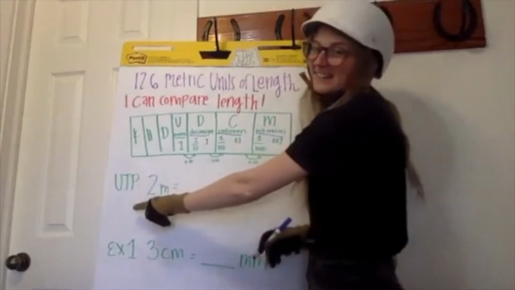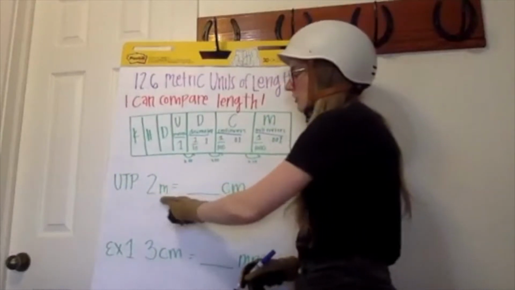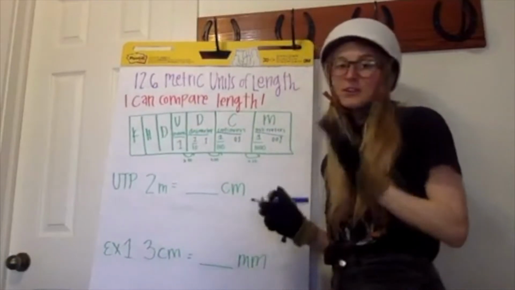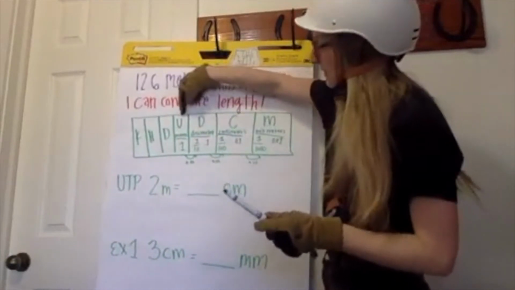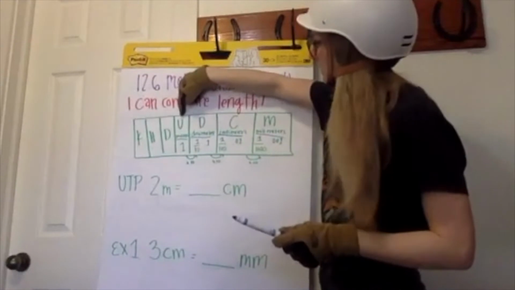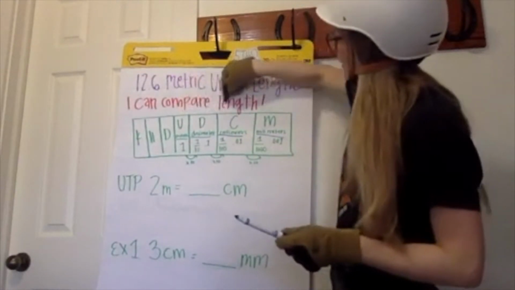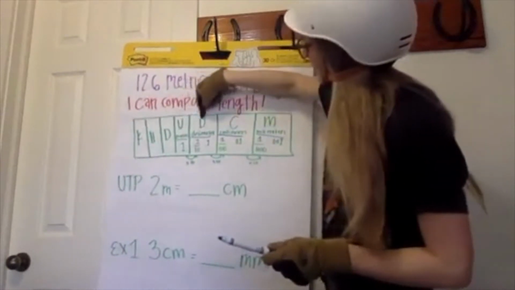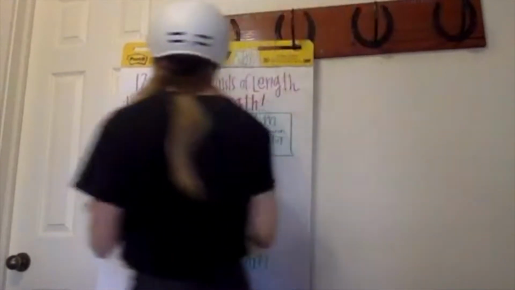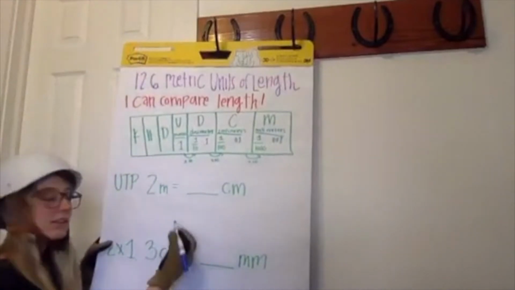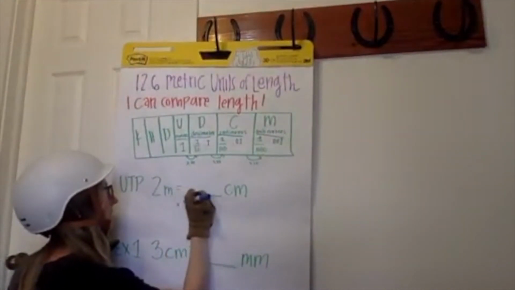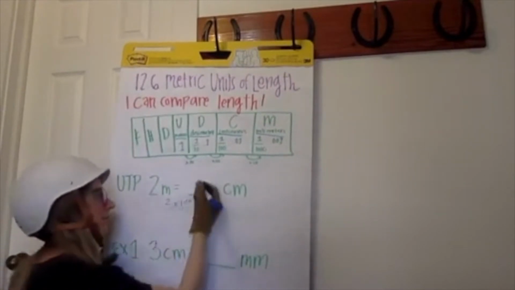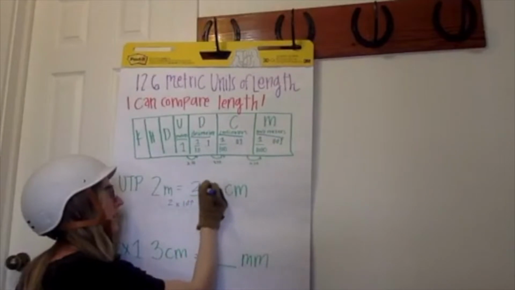All right, now let's do the UTP. So 2 meters, M stands for meters, 2 meters equals blank centimeters. So watch how easy this is. We go to meters on our chart, and we go to centimeters, we move 10, 100, because we moved over 2. So all we're doing is timesing by 10 times 100. So all we need to do is take our 2 meters, and times it by 100. We could do 2 times 100. 2 times 1 is 2, and add 2 zeros. 200.